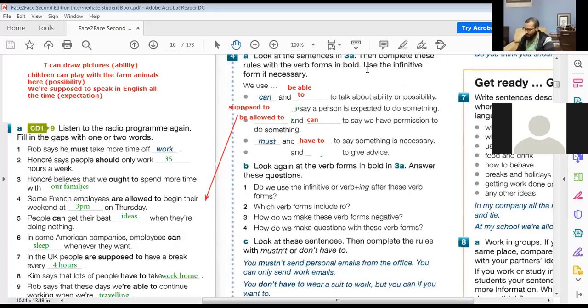So in this situation, you're imposing the obligation on yourself. But if you're imposing it on someone else, for example, a mother can say to her children, you have to study hard, because she's going to impose her obligation on them. All right?